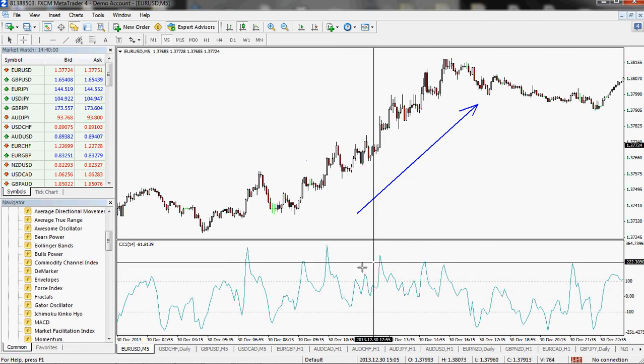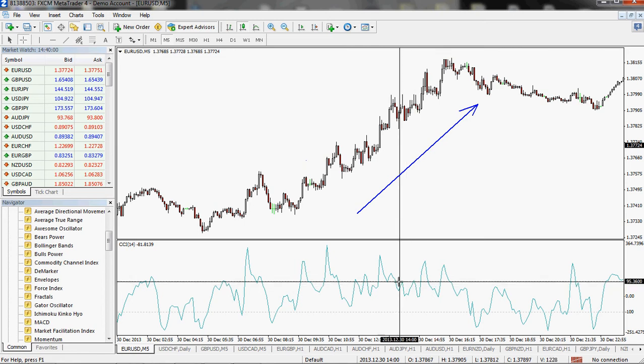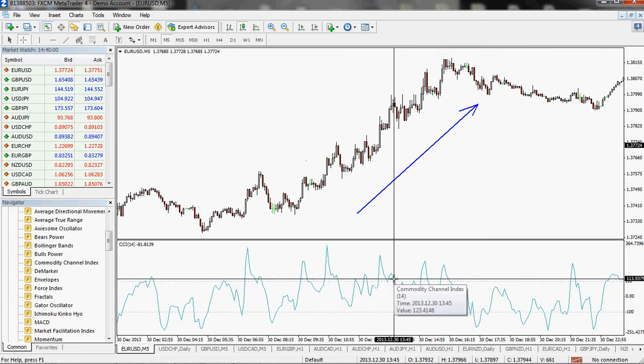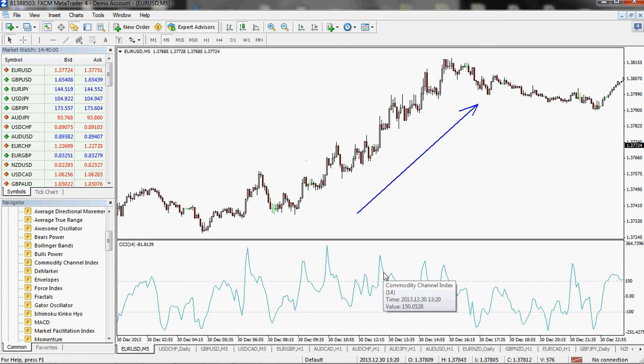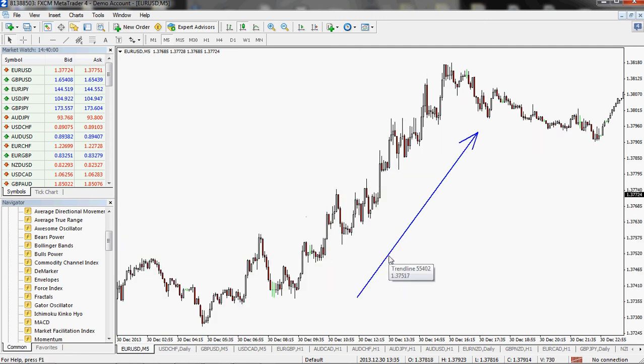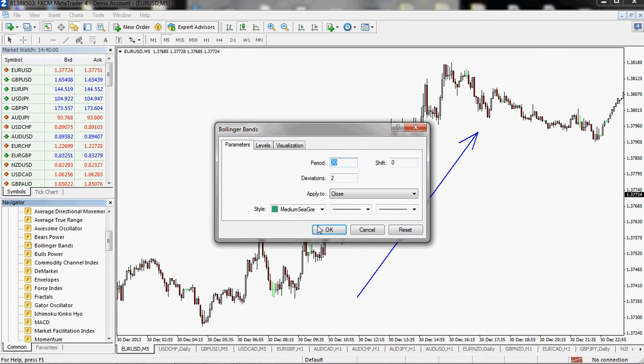So if you see this, these are all the different points. So this is one way, this is one indicator that you can use to scalp the forex market. Okay, the second indicator that you can use is the Bollinger Band.